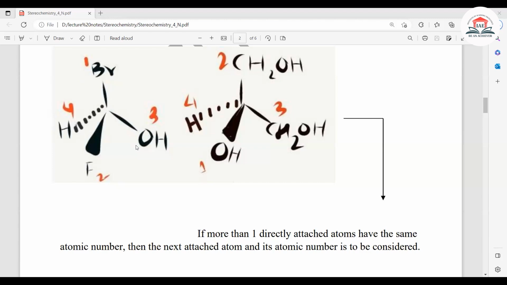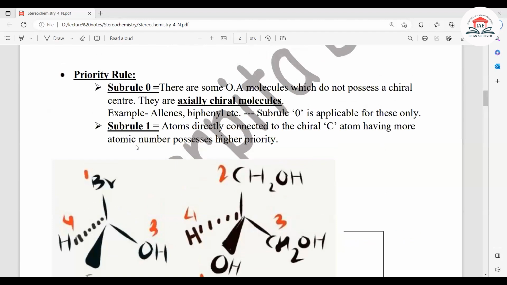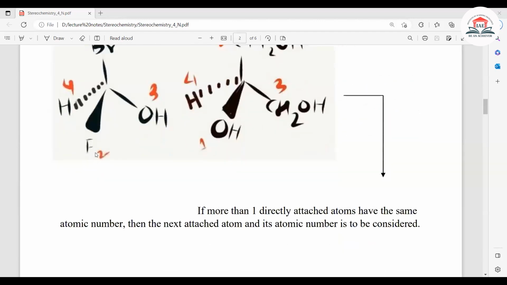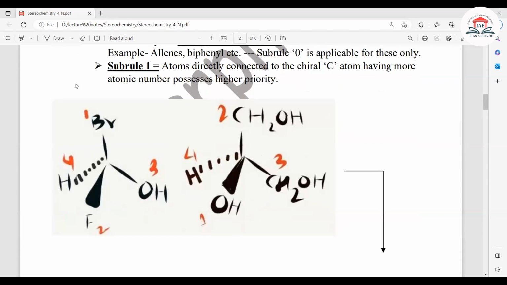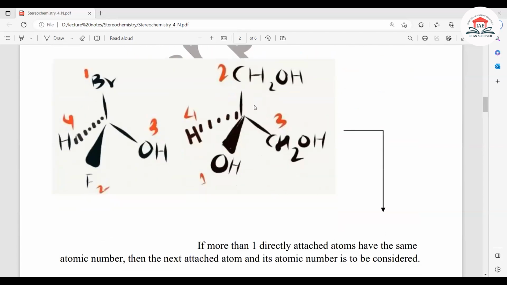Ball? Fluorine. Because fluorine's atomic number is 9. Okay, right? So fluorine will get second priority, then OH, and finally hydrogen will have the least priority. Because hydrogen's atomic number is 1, so it is very evident that it will always have the lowest priority, okay, if it is present. Now let's look at the second one, okay?